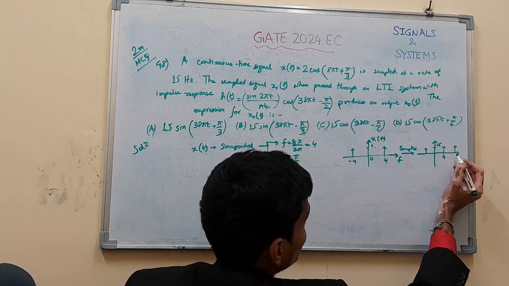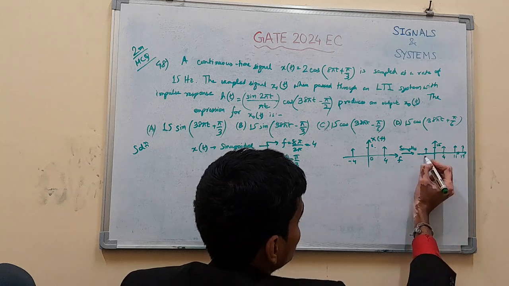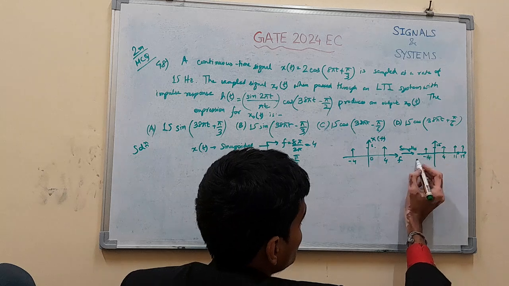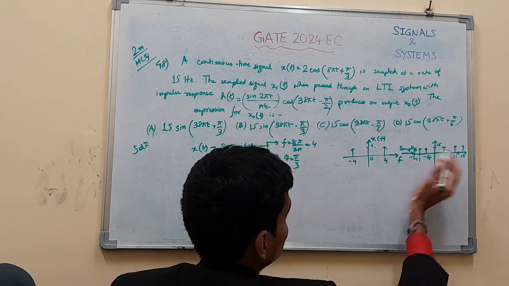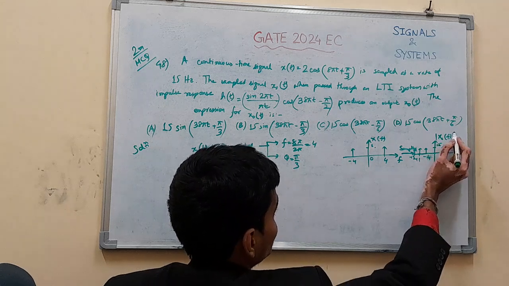Now the next one will be 15 minus 4, that is 11, then 19, like that. Here it will be minus 4, minus 11, minus 19, like that. The magnitude part after sampling is 15 times the magnitude of X(f).